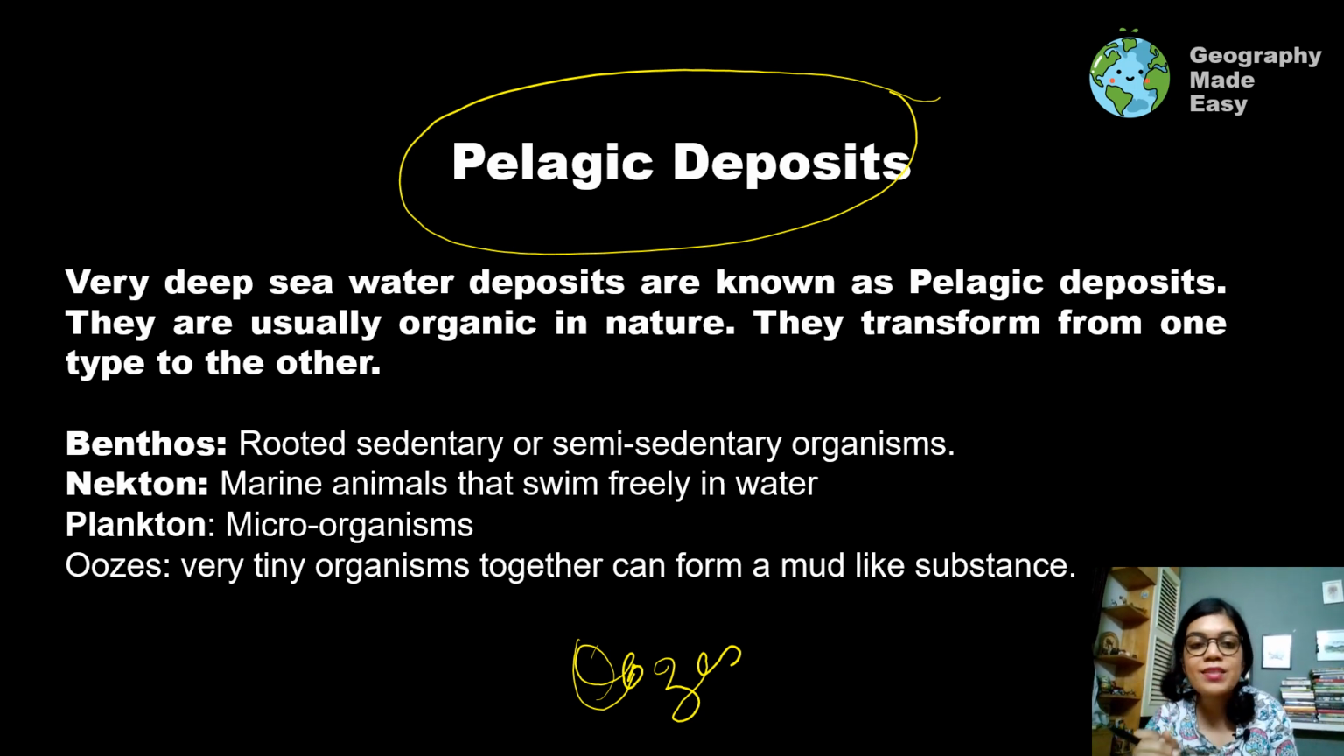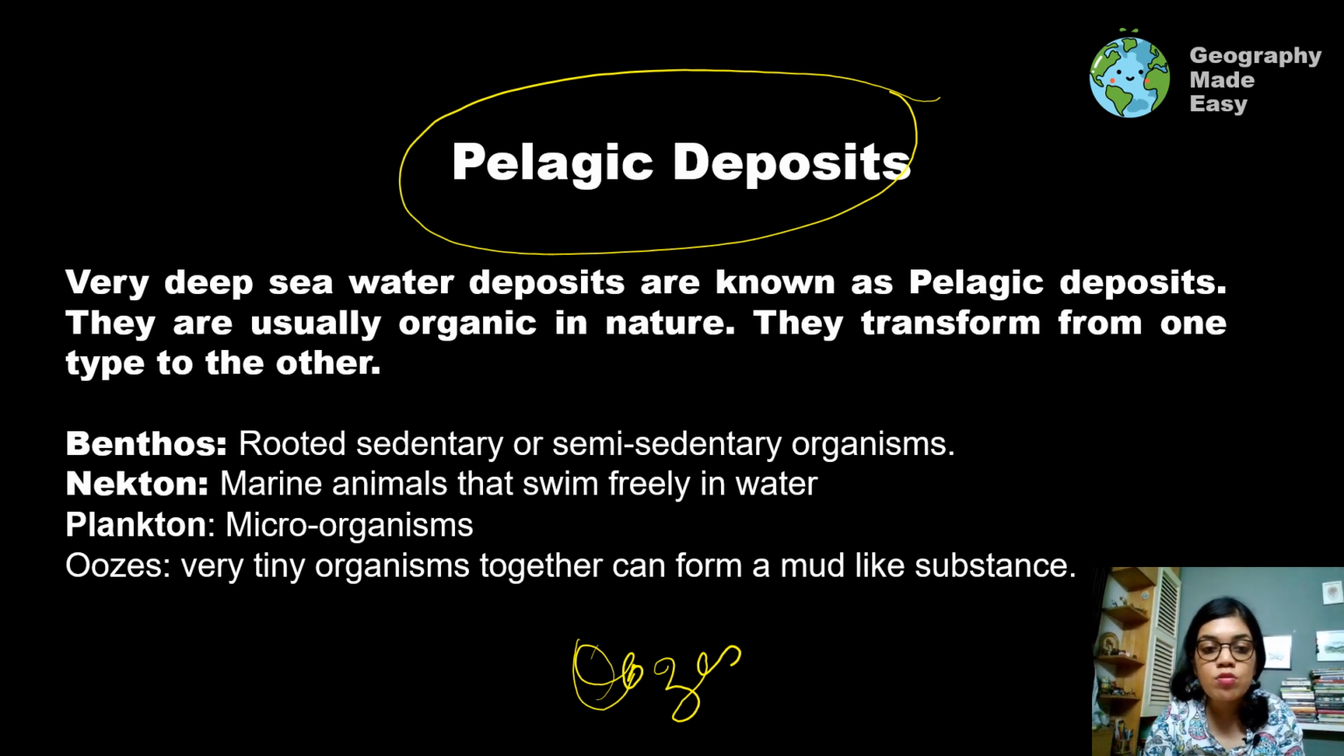So the pelagic deposits are very deep sea deposits, and they are usually organic in nature. They transform from one type to the other over time. Within that, there are usually three particular types of organisms which make up the pelagic deposits. We have the benthos, which are the deep sea organisms, we have the nectons, and we have the planktons.